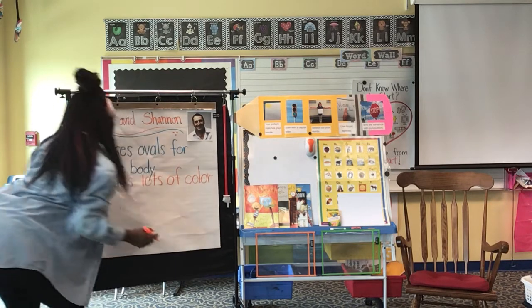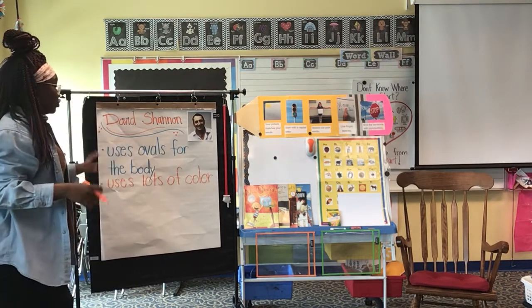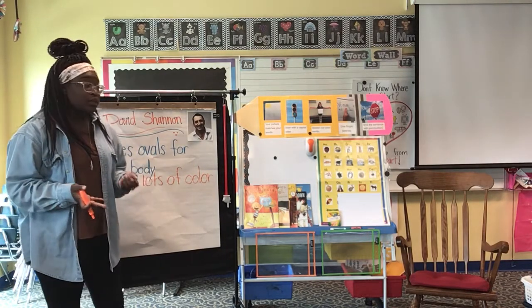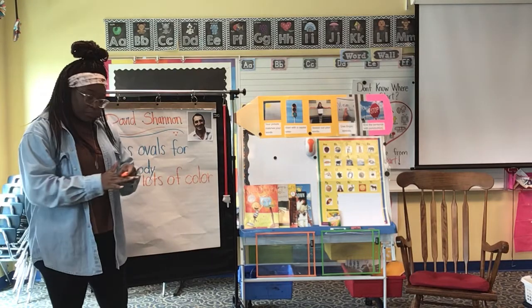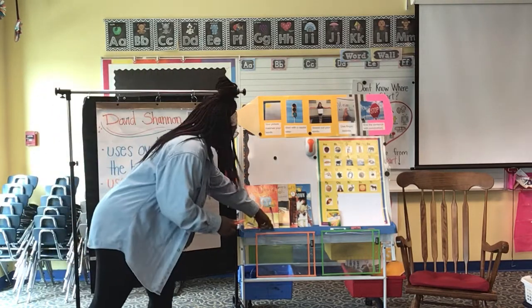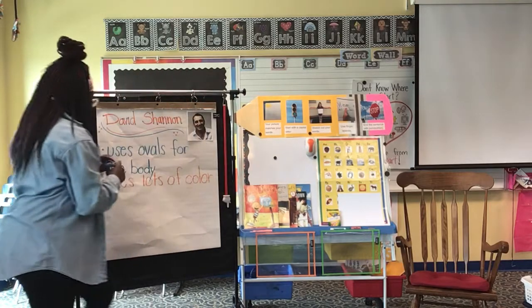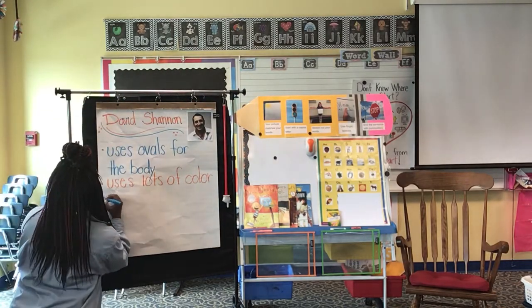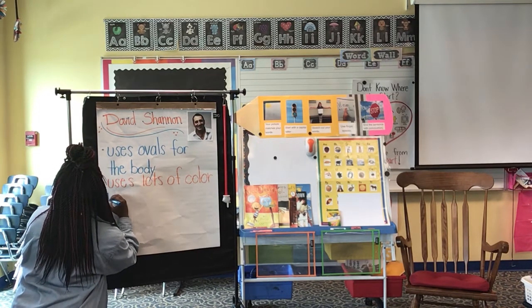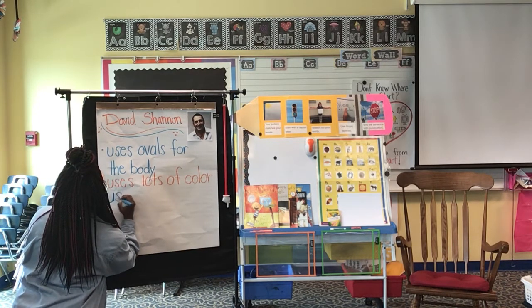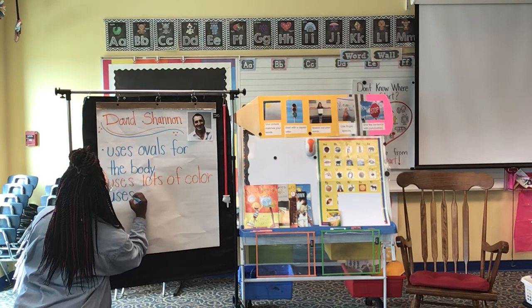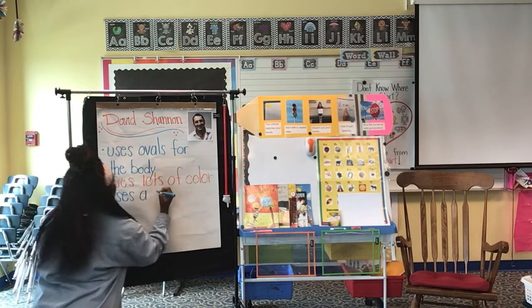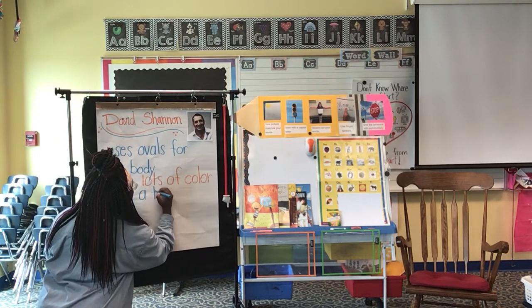Okay, so he uses ovals for the body, he uses lots of colors, and just like we've learned with our last authors, he uses a two-page spread, and you already know what that looks like. He uses a two-page spread in his books. Go ahead and note that. Two-page spread.